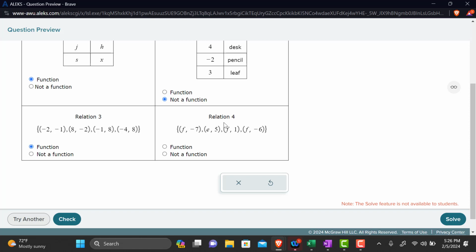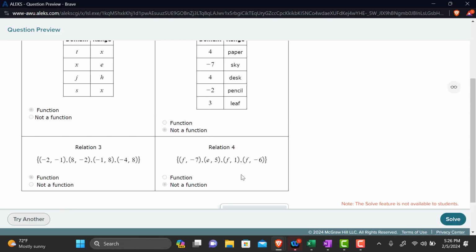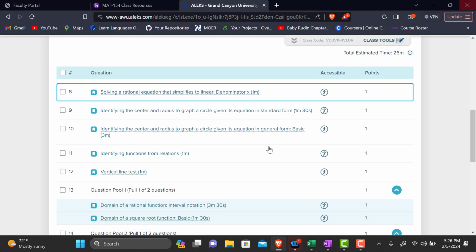You'll notice here in our relation 4, I have my inputs of F, E, F, and F. So F is there 3 times, and notice that F is getting mapped to -7, F is getting mapped to +1, F is getting mapped to -6. It has 3 different outputs. That's not good at all, so not a function. And let's do one more.